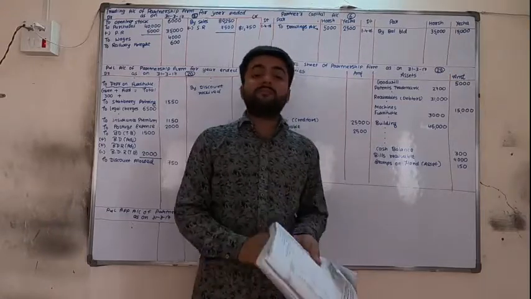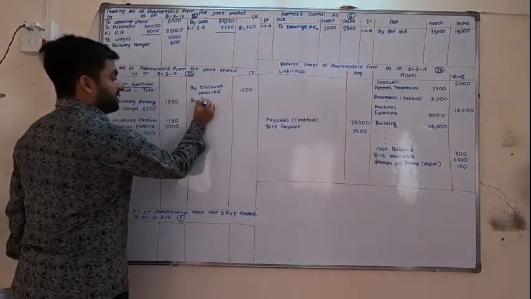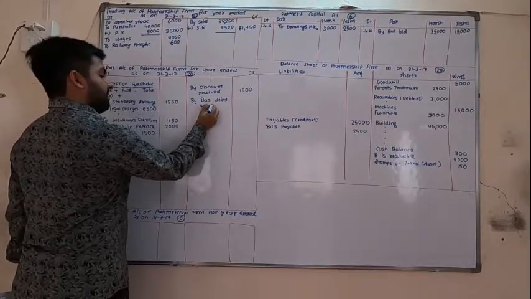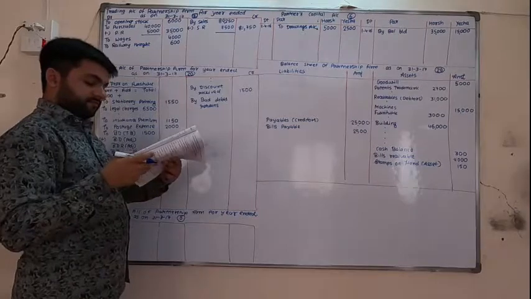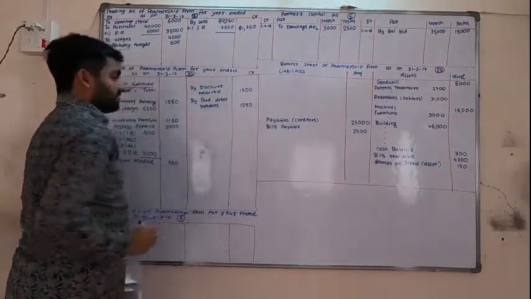Now friends, we are having bad debts return, not reserve. We are having bad debts return. So it is a type of our income. In 11th standard only we have learned it, bad debts returns, 1,250. It is having a credit balance.